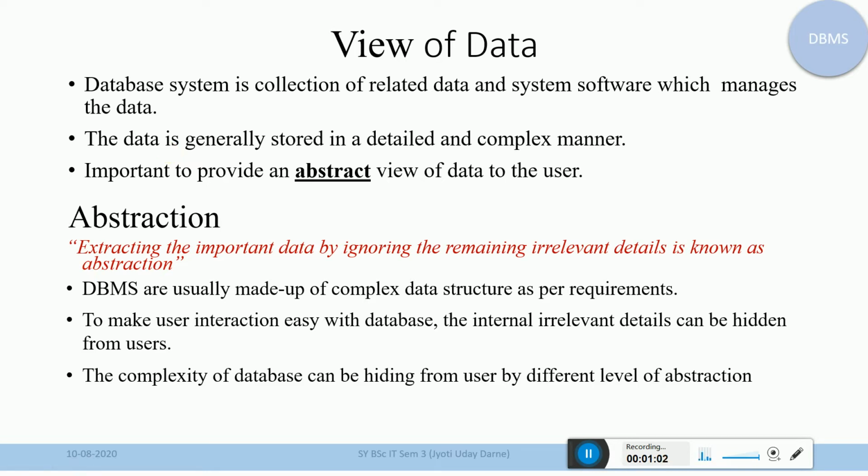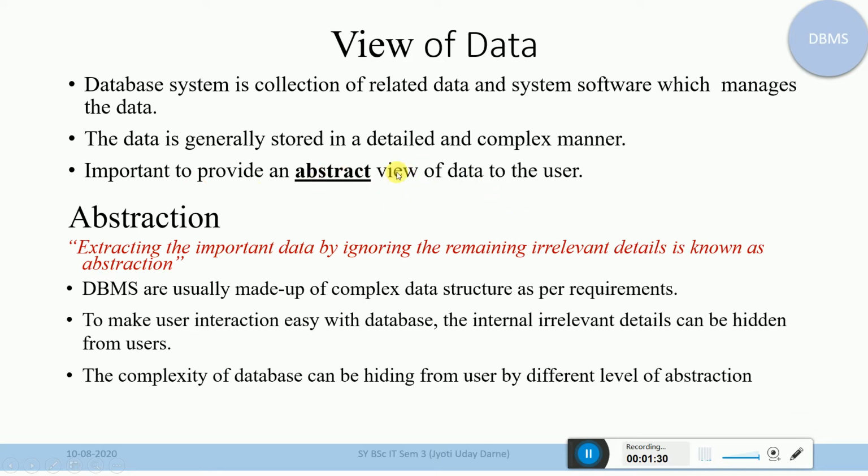Now, what is meant by detailed and complex manner? That means we are dealing with in what format we are going to store the data, what data type we are going to use to store a particular data, what type of attributes we are using, or what type of constraints, that means rules, we are applying onto that table. Now, in that case, the important thing is to provide an abstract view of all the data to the user.